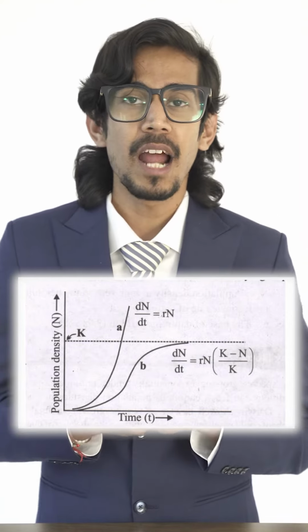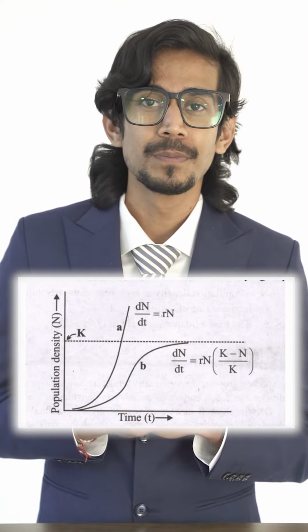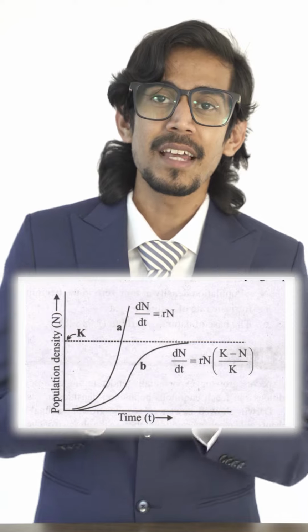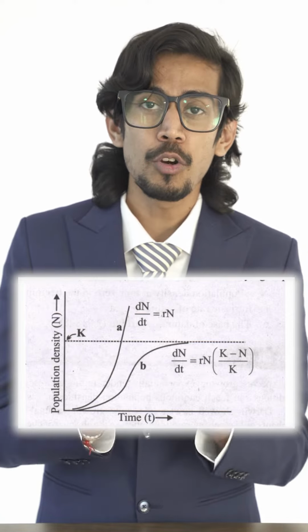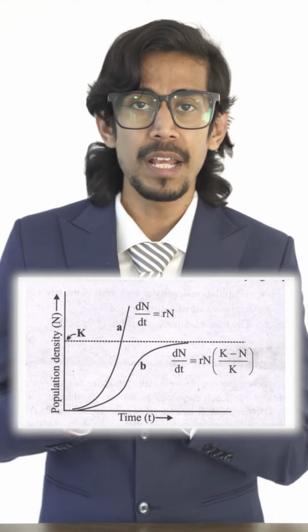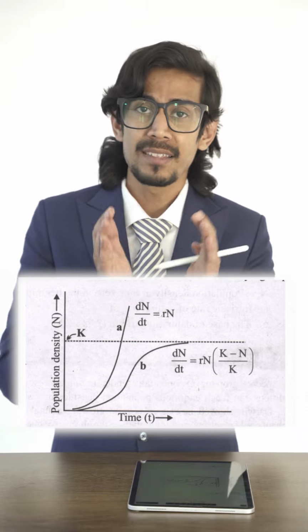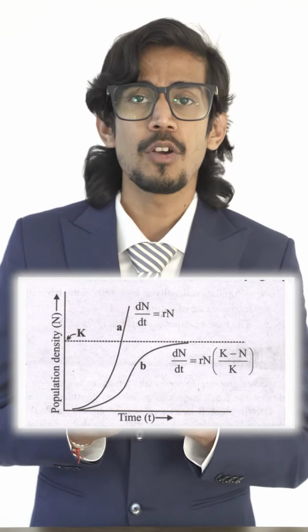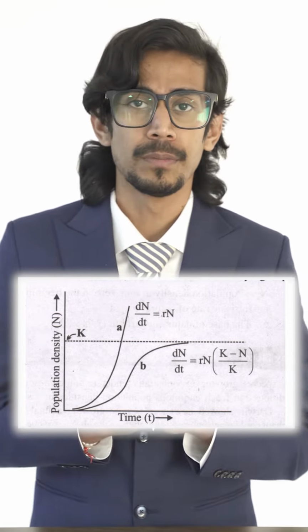Can you identify this graph given on your screen right now? Yes, this graph is representing the growth of population in two different ways. One is called the exponential growth, the other is called the logistic growth.